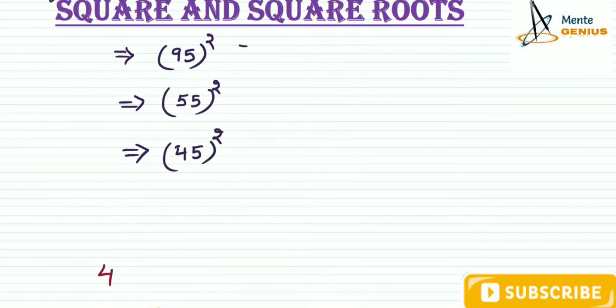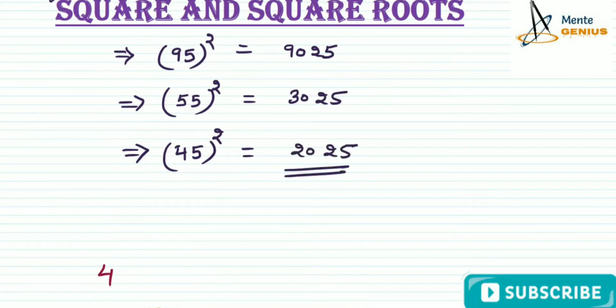Okay, I am telling you the answer. Just pause the video and try these questions by yourself and then match your answers with mine. 95 square will be equal to 9025. 55 square is equal to 3025, and 45 square will be equal to 2025, right? I hope all of your answers are correct.